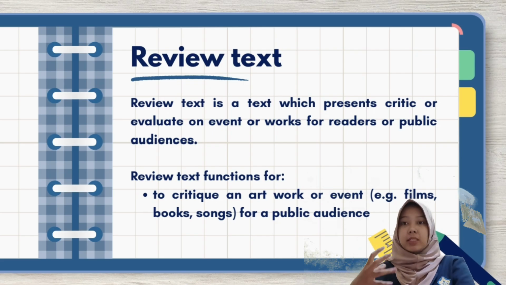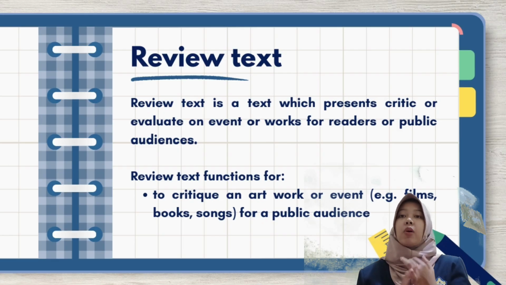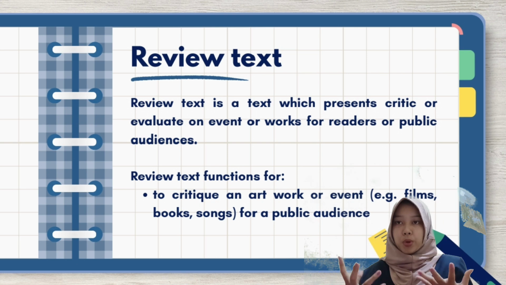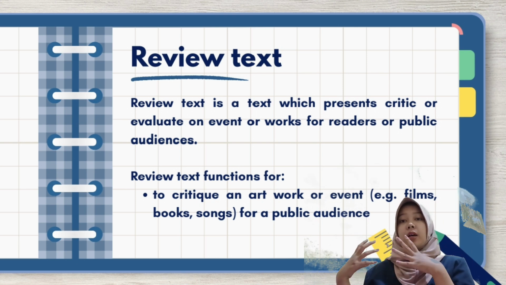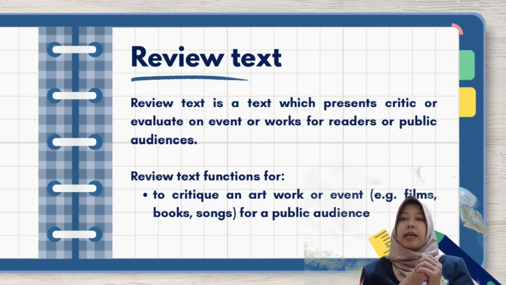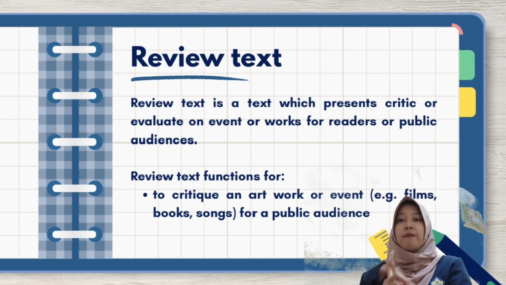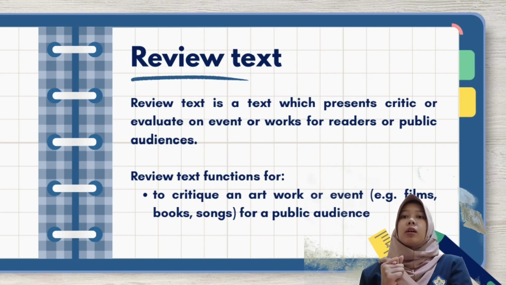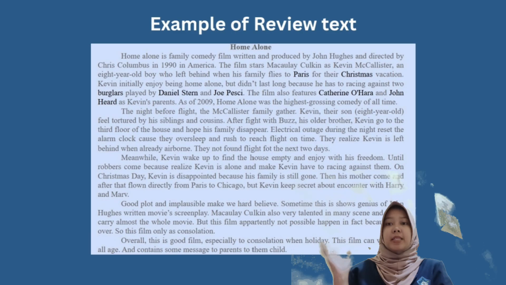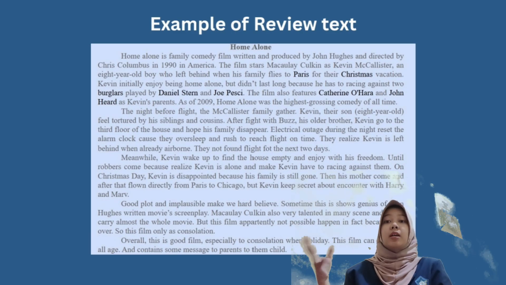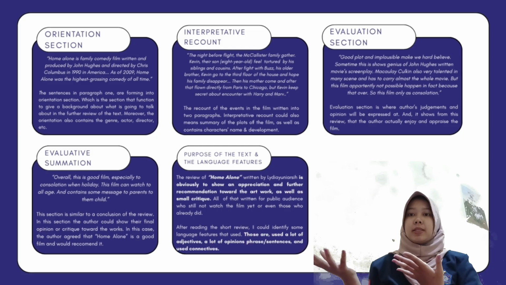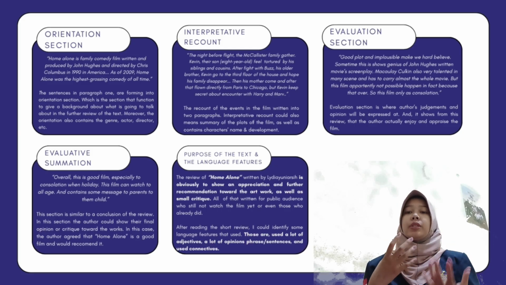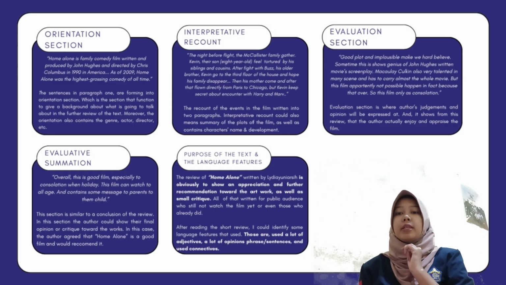Review text is a text which presents a critique or evaluation of an event or work for readers or public audiences. The review text functions to critique an artwork or event such as films, novels, or maybe TV shows. This is the example of review text I chose, which is a review about the film titled Home Alone. Here's the mind map analysis. In this mind map, we're still going to analyze the structure of the earlier text. So the first section is the orientation section.